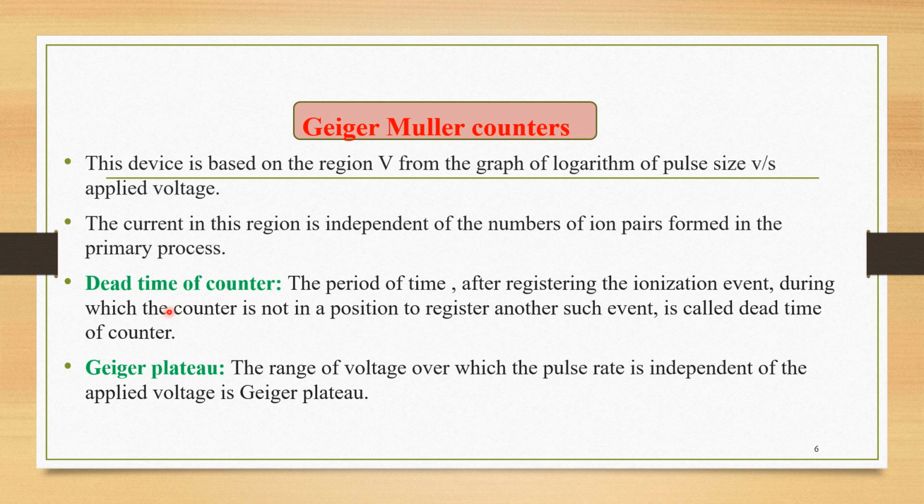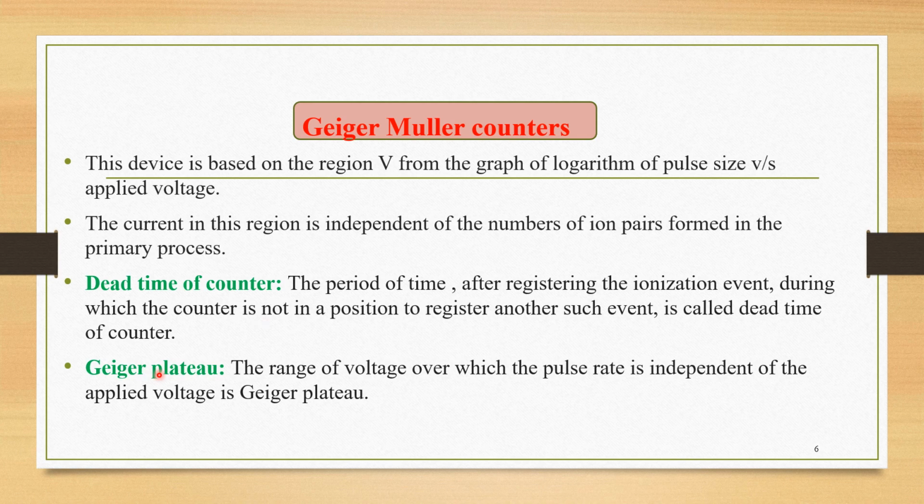The first one is the dead time of the counter. Now, what is this dead time of the counter? The period of time after registering the ionization event during which the counter is not in a position to register another such event is called the dead time of the counter. So if we take into consideration the time required for registering the ionization event, at a single time this counter registers a given event. During such registering of the ionization event, it does not respond to the registration of another such event. So this time is called the dead time of the counter.